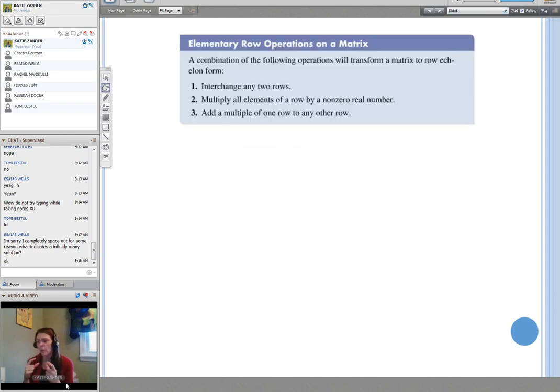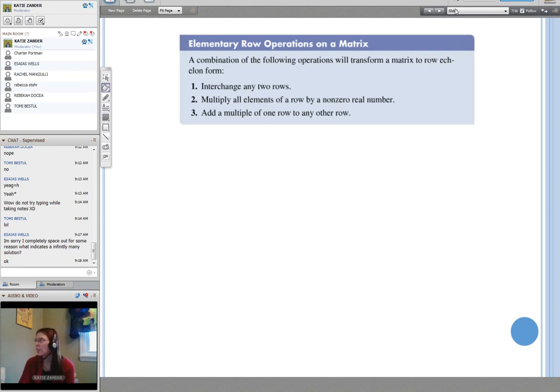All right, and then in order to get that into row echelon form, you can basically do your elimination method where you add rows together, or multiply a number through a row and then add together. So whatever you can do to manipulate and get zeros in front of your ones on the main diagonal, that's how you perform those elementary row operations.